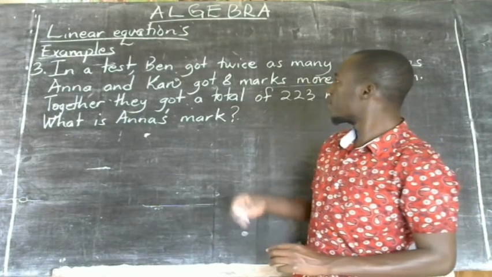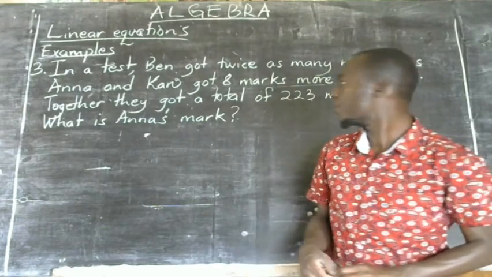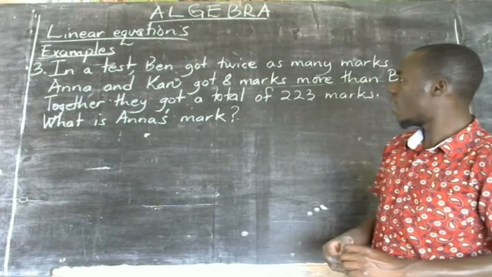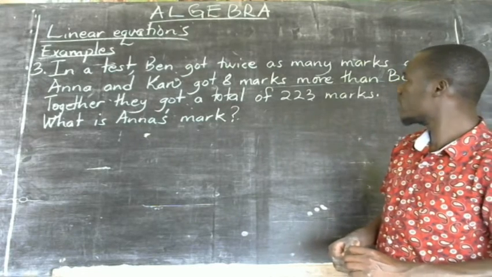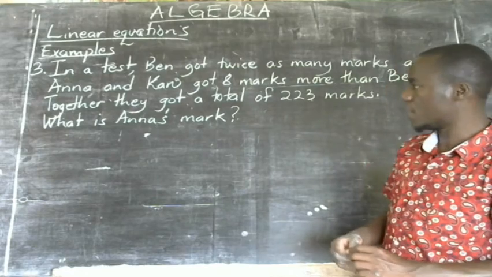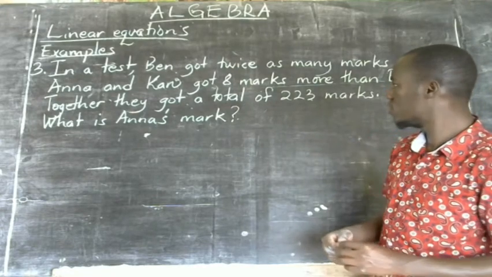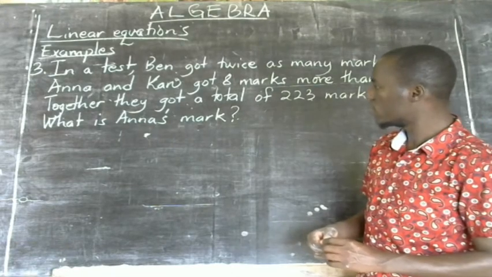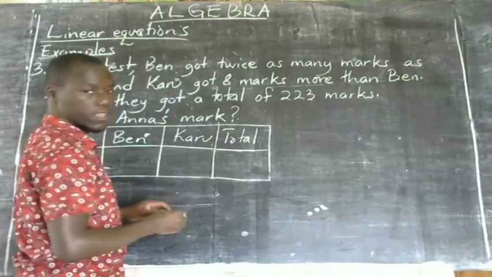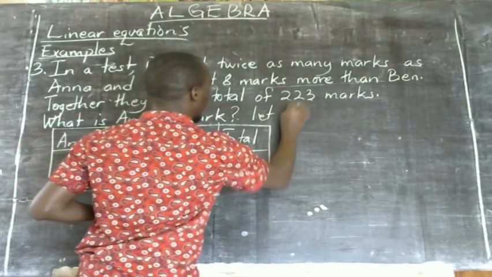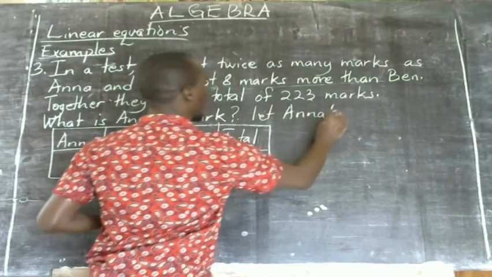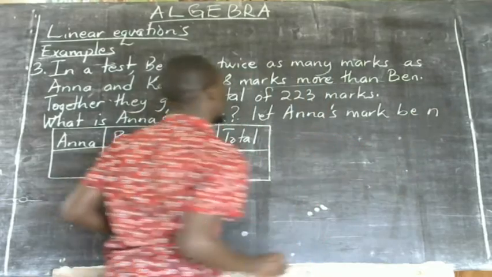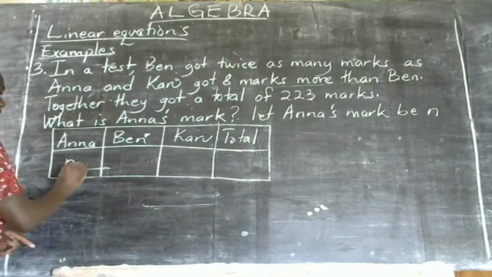Example 3. In a test, Ben got twice as many marks as Anna, and Carol got 8 marks more than Ben. Together, they got a total of 223 marks. What is Anna's mark? If I let Anna's mark be n, then I put my n right there.